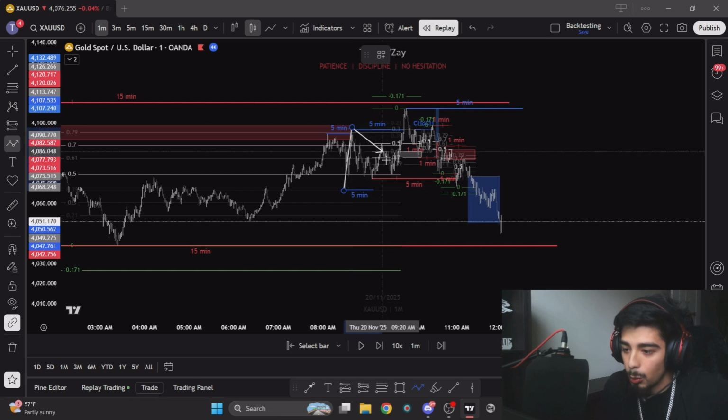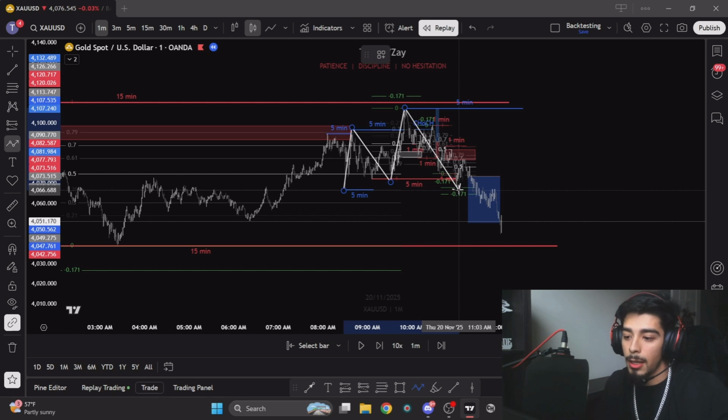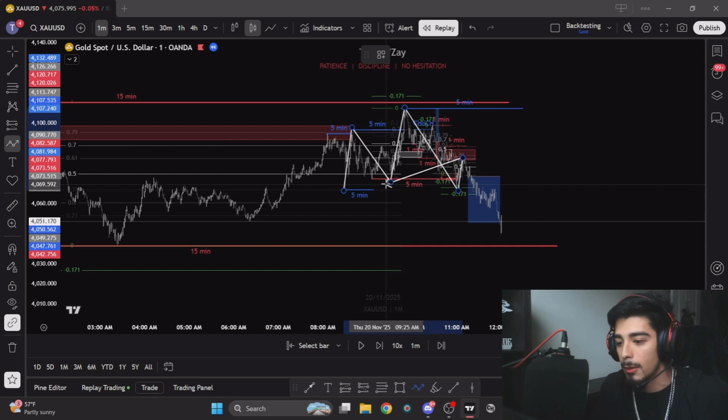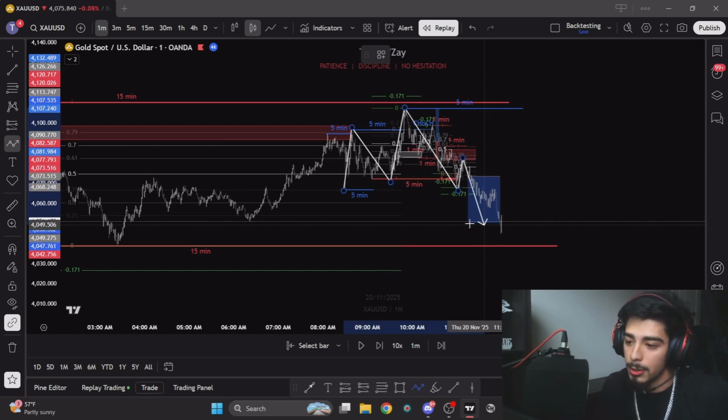I should have just waited. What I should have done was wait for my 5-minute to align back with my 15-minute, and then start looking for trades. So this trade right here would have been valid. This was the only valid trade. It was a little late in the session, but it was still valid because it aligns with my 15-minute, my 5-minute, and my 1-minute. That's honestly my best trade setup.